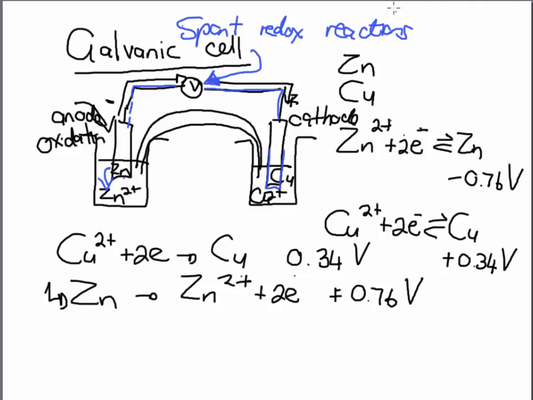The big difference here, the anode is now negative and the cathode positive. And remember, direction is indicated by the positive and the negative. So our electrons will flow from the anode to the cathode.